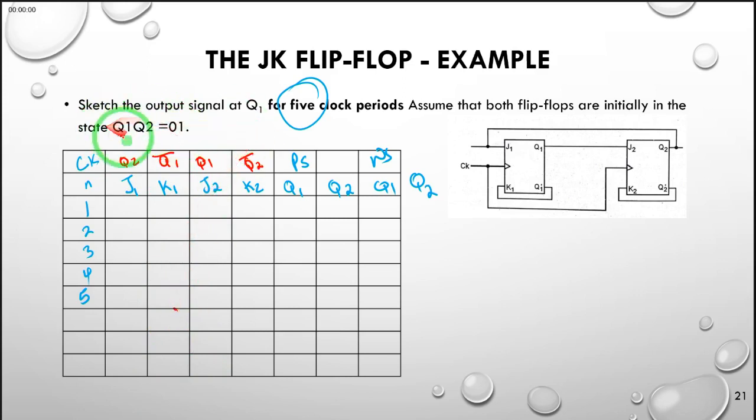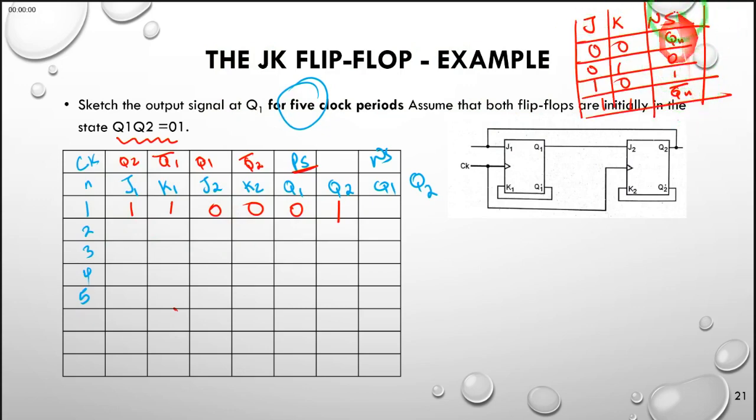We are told that the initial state is 0, 1. So we know Q1 Q2 in the present state is 0, 1. If we know those two, we can get J1 to be 1, K1 to be 0 bar, which is 1, J2 is 0, and K2 is Q2 bar, which is 0. And we know from the characteristic table of JK, which I always write somewhere for the sake of easier remembering, this is the characteristic table of the JK.